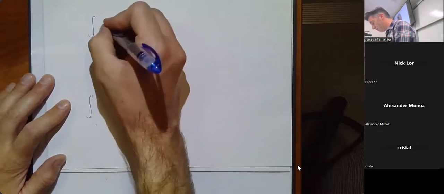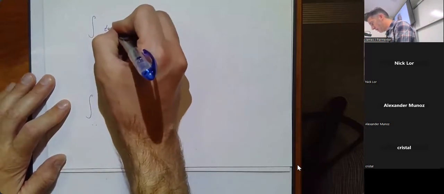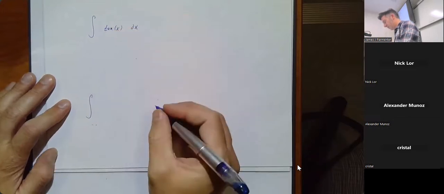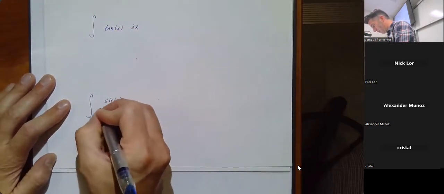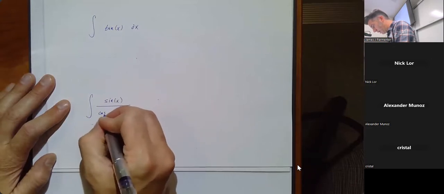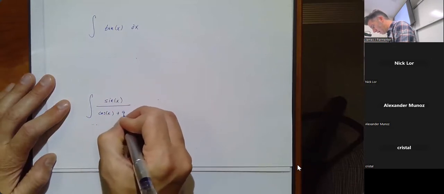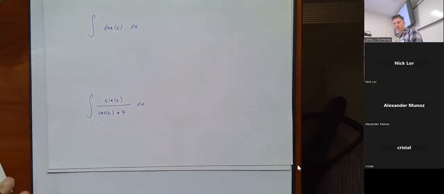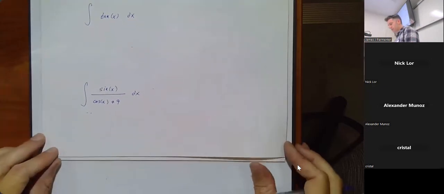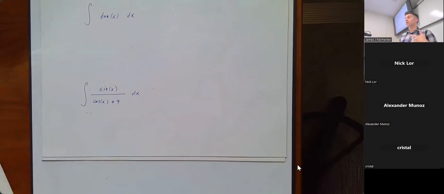So I want to look at, actually two more things really. I want to look at the integral of tangent of x. And I also want to look at the integral of sine of x over cosine of x plus 9. Now let's actually do the second one first. So the second one, there's a good choice for you. What should I choose for u for the second one?